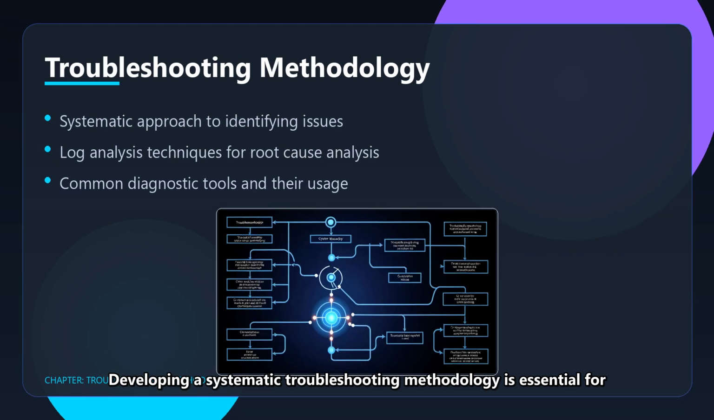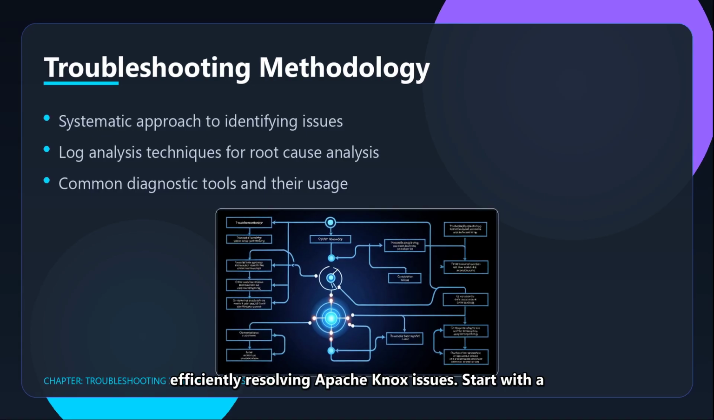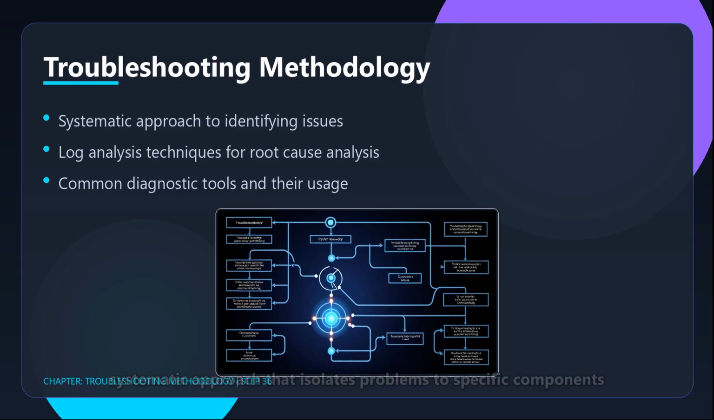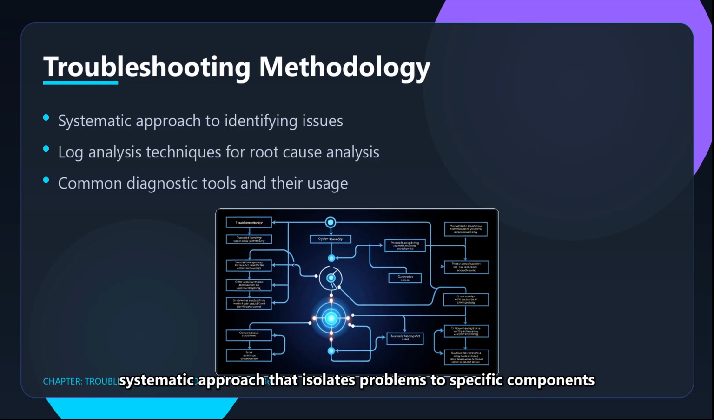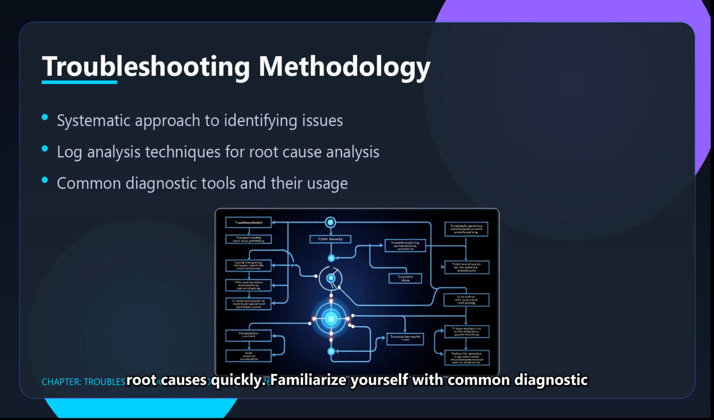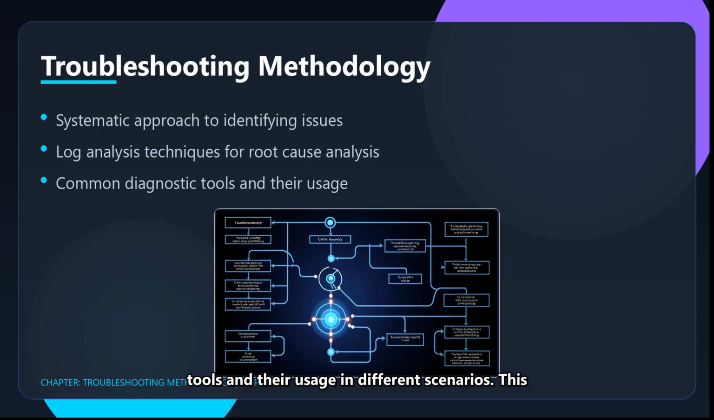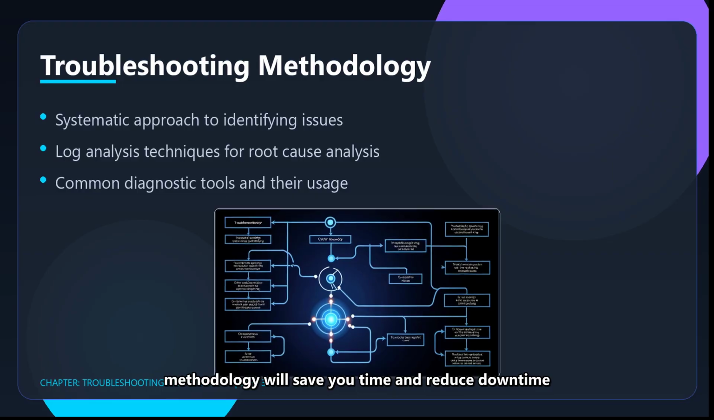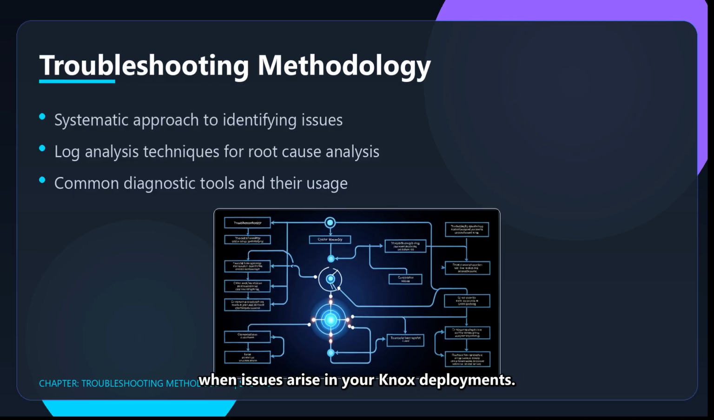Developing a systematic troubleshooting methodology is essential for efficiently resolving Apache Knox issues. Start with a systematic approach that isolates problems to specific components or configurations. Master log analysis techniques to identify root causes quickly. Familiarize yourself with common diagnostic tools and their usage in different scenarios. This methodology will save you time and reduce downtime when issues arise in your Knox deployments.